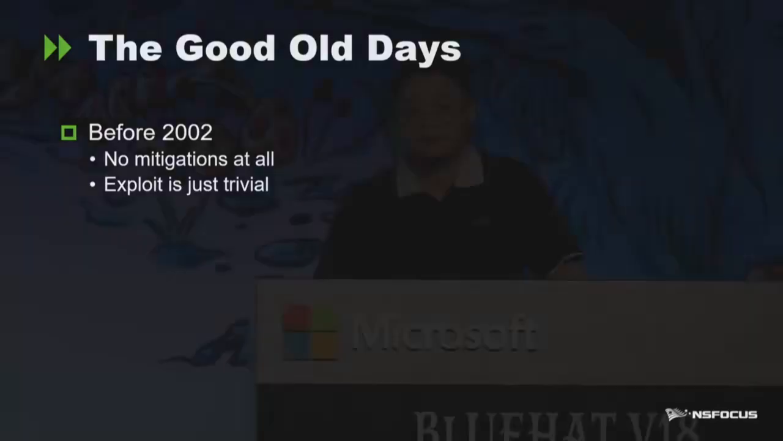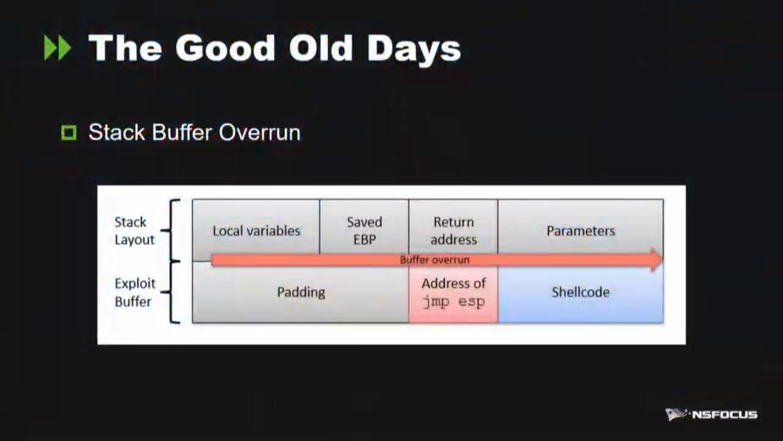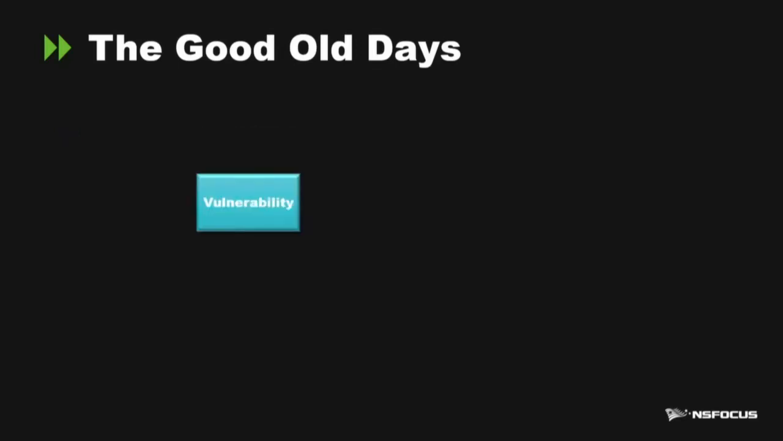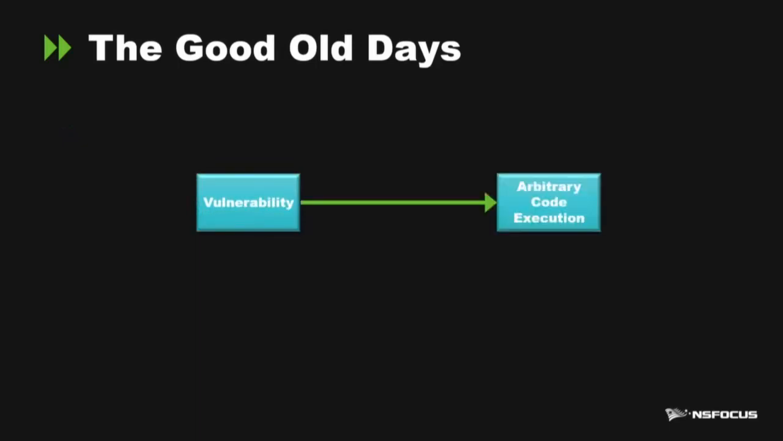Before 2002, those were the good old days of vulnerability exploitation, because there were no mitigations at all. So exploitation was just trivial. For a stack buffer overrun, you just overwrite the return address on the stack. And for a heap buffer overrun, you just overwrite the heap metadata. That's so simple. Once you find a vulnerability, you can achieve arbitrary code execution. That's very simple.